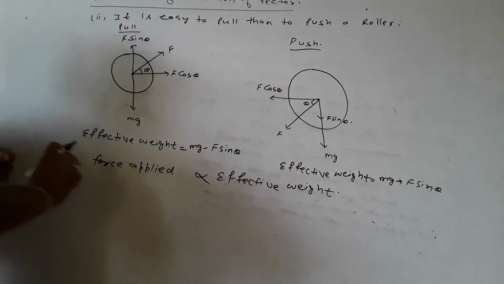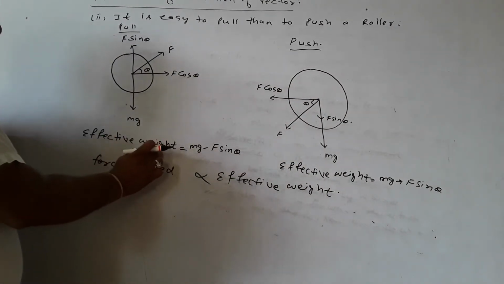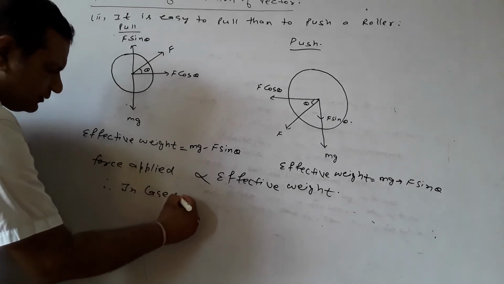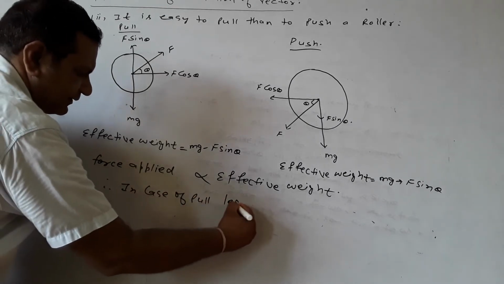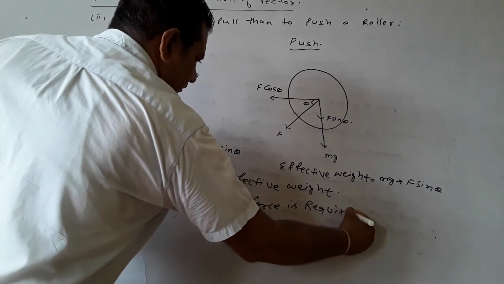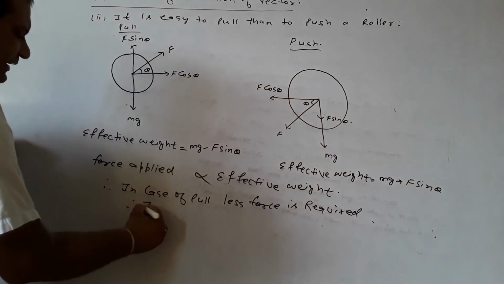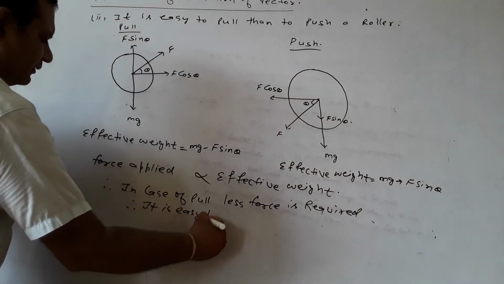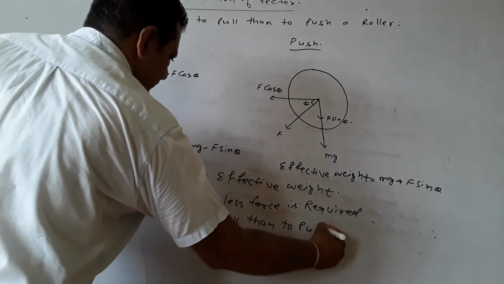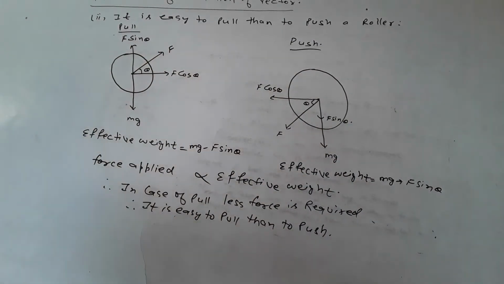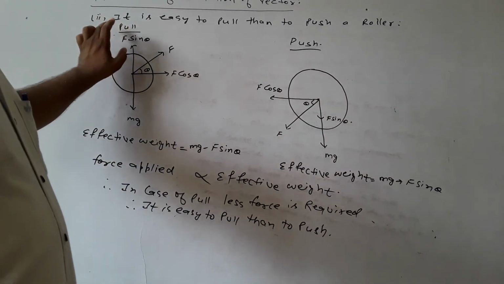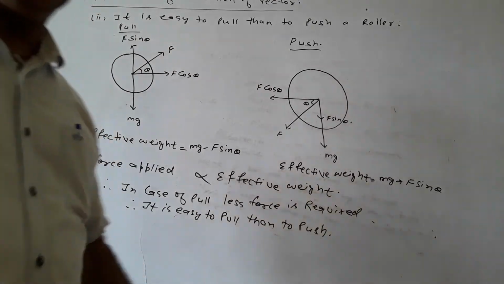So therefore, we can say effective weight is less in case of a pull. Therefore, in case of pull, less force is required. Therefore, it is easy to pull than to push. So these are the two applications of resolution of vector. This is the second: it is easy to pull than to push a lawn roller.